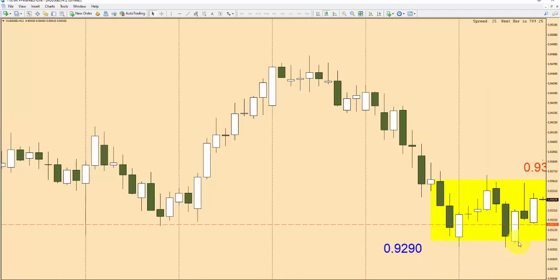Well, here's what happened. It actually closed up here above the zone, which was identified as support by this wick over here and these touches over here.